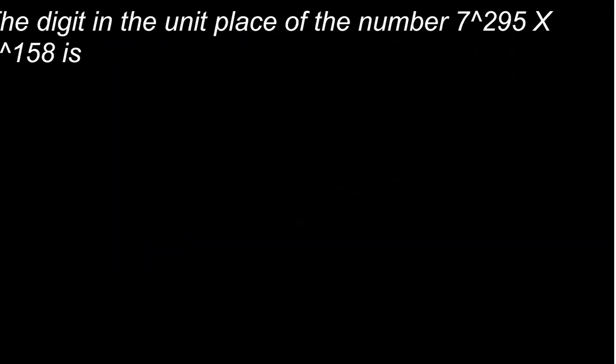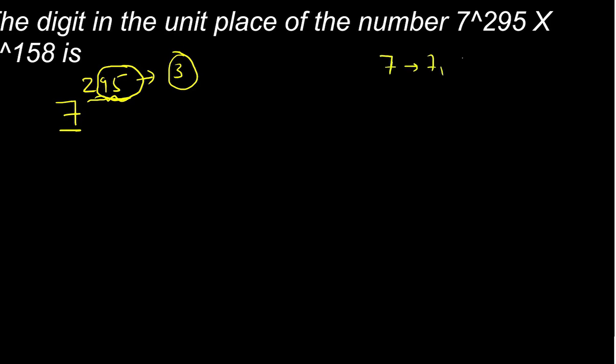Next question. The unit digit, the digit in the unit place, of 7 to the power 295 multiplied by 3 to the power 158. Okay, so let's start. 7 to the power 295. We just did it previously, that 95. Let's divide 95 by 4. So what will be the remainder? The remainder is going to be 3. So 7 to the power 295. If the remainder is 3, so as I did, 7, 9, 3, 1.